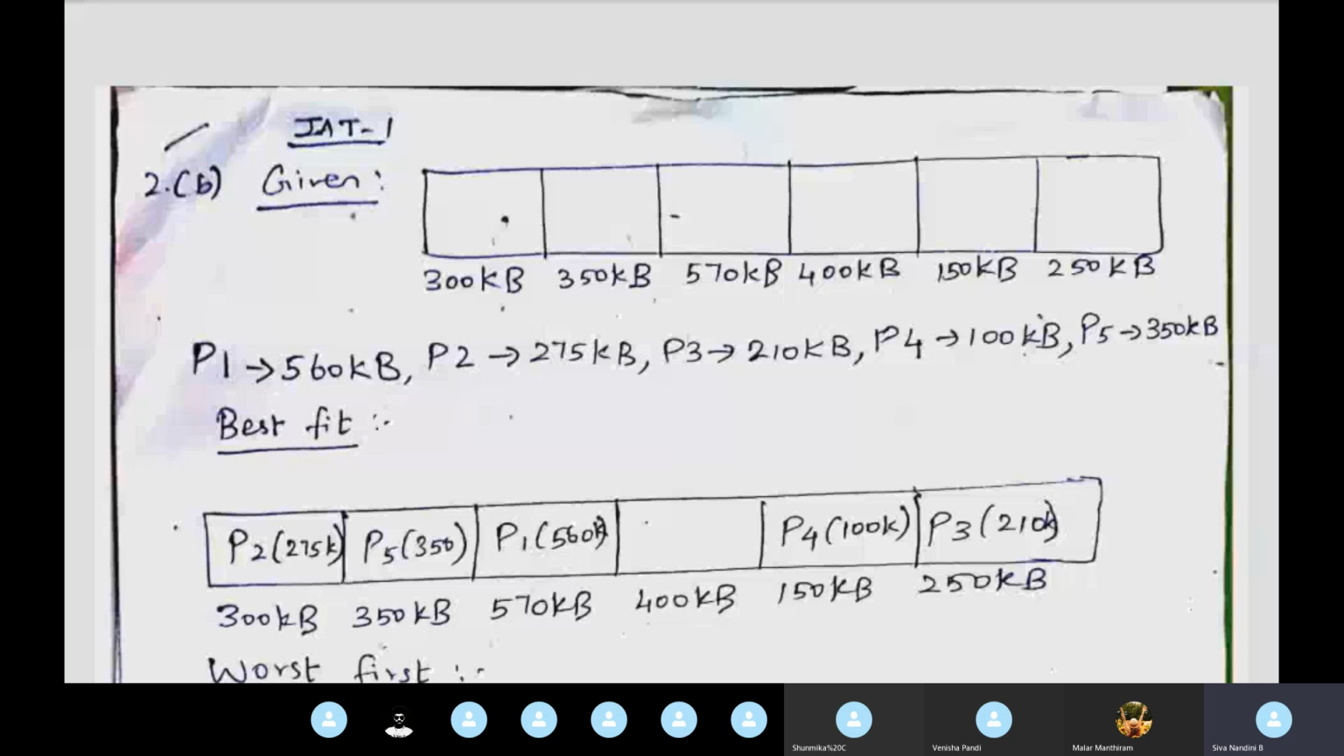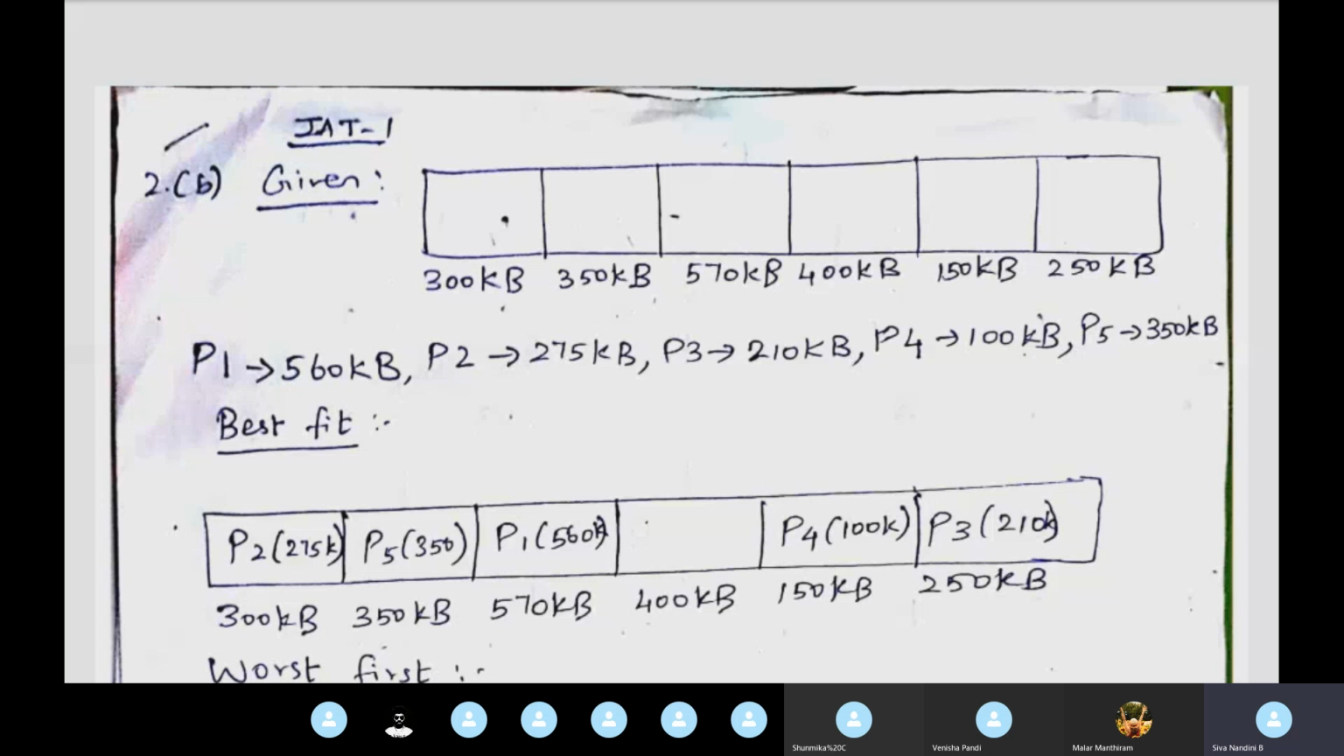Best fit means it will search for the memory partition which is just enough for the process to be accommodated. It will start from process P1. Process P1 is of 560 kilobytes. So we look for the partition which is nearly greater than this value. 570 is nearly greater, so process P1 occupies the 570 kilobyte partition.